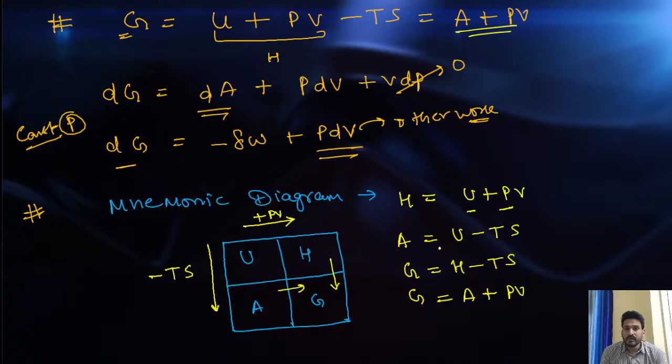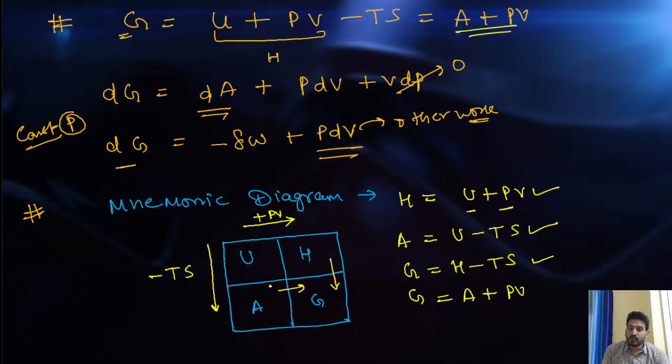So these are the four equations. H is equal to U plus PV, A is equal to U minus TS, and G is equal to H minus TS. These are the important equations. Is it clear to you or not?